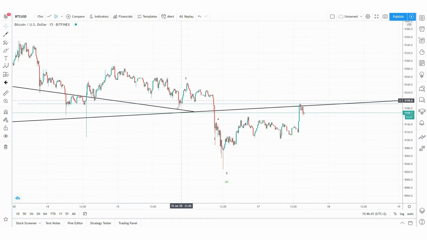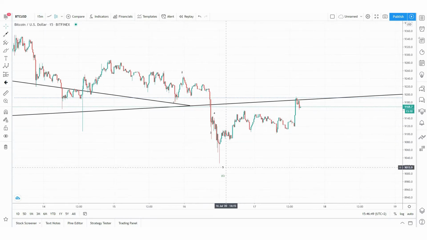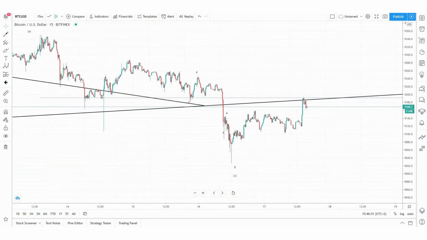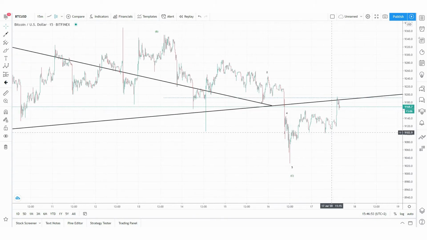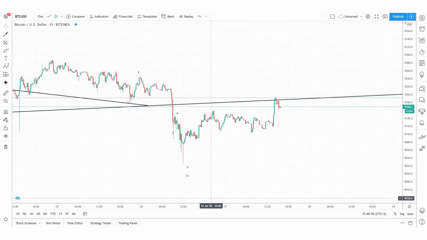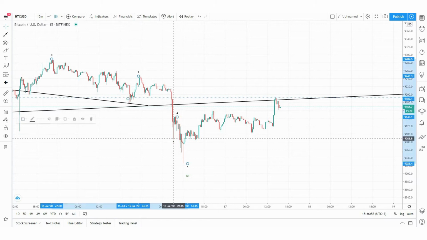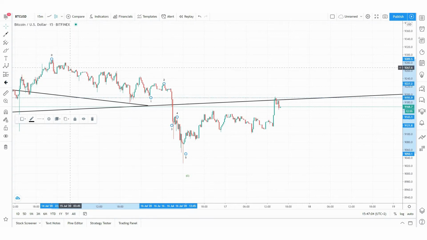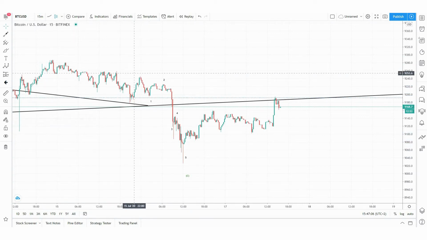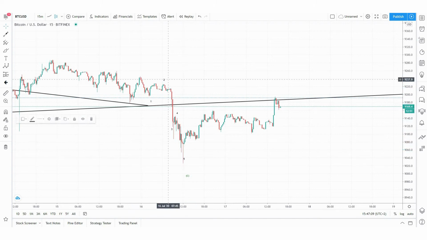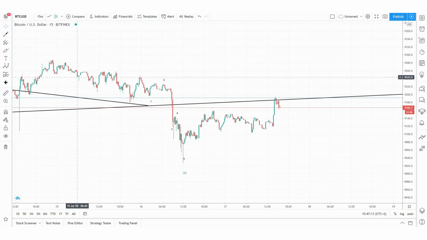1, 2, 3, 4, 5. Then this could be a corrective, and then 1, 2, 3, 4, 5. This could be a third wave. Yeah, this is why most likely we are seeing this being a corrective wave, because actually this looks like a 5-wave impulse that is counted here, and then this also looks like a 5-wave impulse.